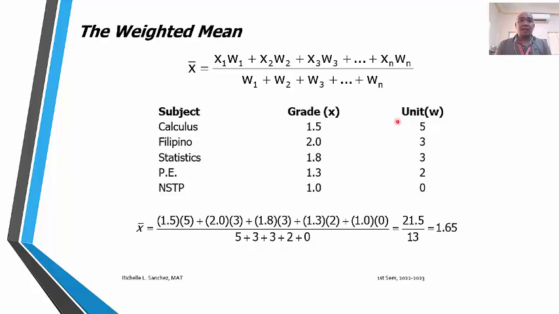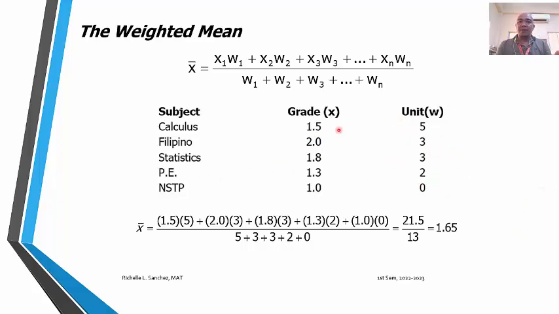However, a weighted mean comes from weighted values. There are times that certain values have weight. For example, grades. Your grade has a certain weight. For example, the weight for calculus is 5 units. For Filipino, that is 3, statistics, 3 units, PE, 2 units, NSTP, that is 0 units. So we have here the weights of our subjects.